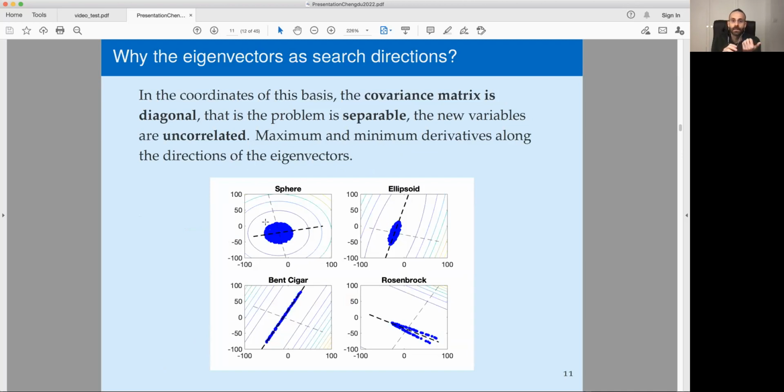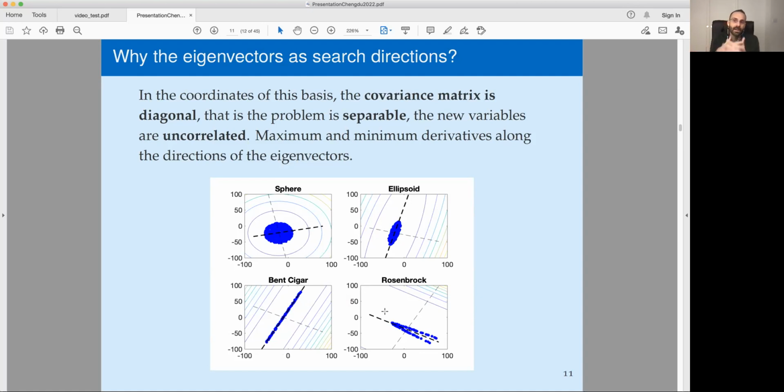So let us at first look at the figure, and then let us comment on it. You can see this is the sphere. We have identified these two directions, the directions of the eigenvectors. But here the problem has got the symmetry, so we don't really appreciate that. But in the ellipsoid, we see that these two directions coincide with the axes of the ellipsoid. And here, in the case of the Bent Cigar, we identify these two axes, the longitudinal and transversal axis. And here with Rosenbrock, we identify these other ones. So we can immediately see that these eigenvectors have got something to do with the geometry of the problem.